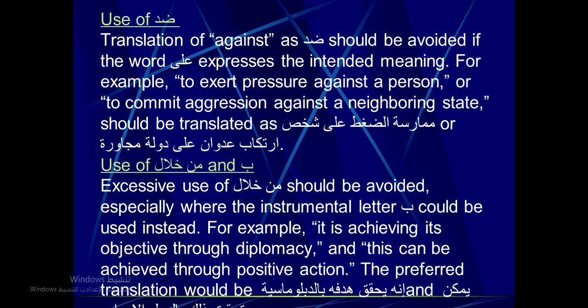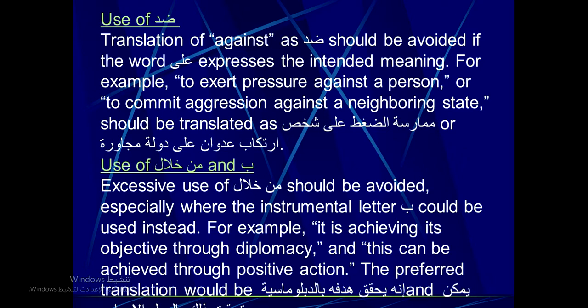ضد, the use of ضد. Translation of against as ضد should be avoided if the word على expresses the intended meaning. For example, to exert pressure against a person or to commit aggression against a neighboring state should be translated as ممارسة الضغط على الشخص or ارتكاب عدوان على دولة مجاورة.